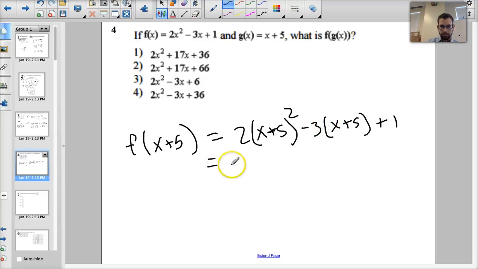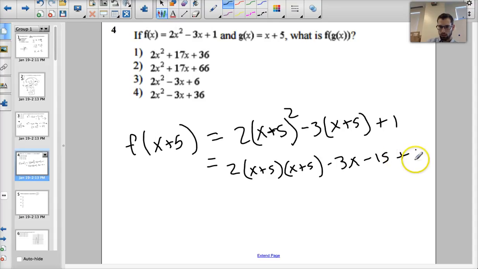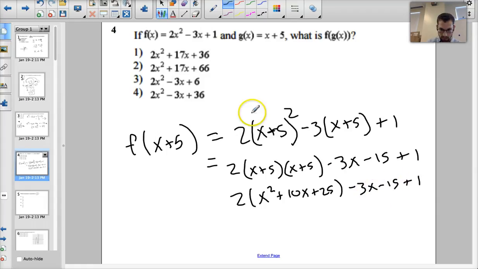Now I'm going to expand it. To square something is to multiply it by itself. I'm going to go ahead and distribute this out. So negative 3x minus 15 plus 1. Let's FOIL now. So that'll be 2x squared plus 10x plus 25 minus 3x minus 15 plus 1. Distribute: 2x squared plus 20x plus 50 minus 3x minus 15 plus 1.